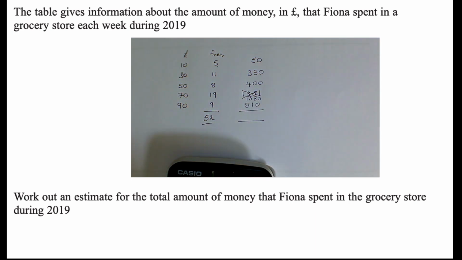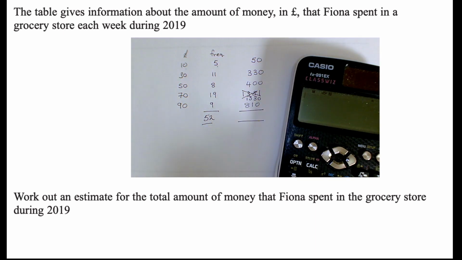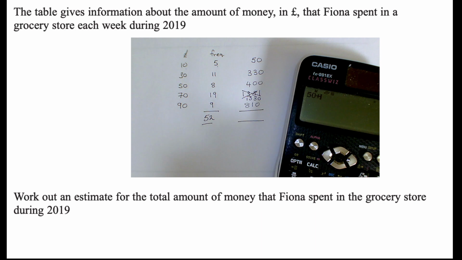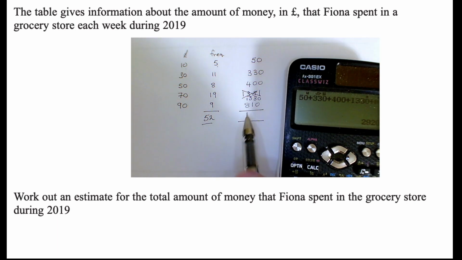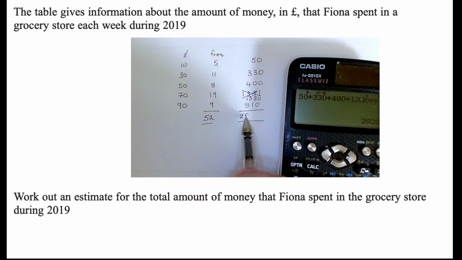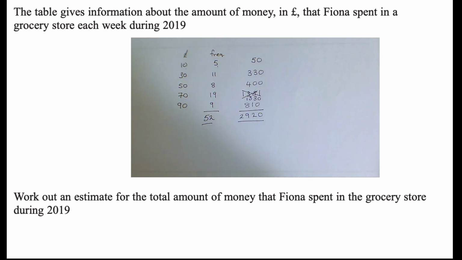And here we go, about to add these all up. And I think we get the answer 1,290, I think. Okay, so I'm just checking now on my calculator, and it's looking quite good. 2,920 actually. Okay, so that's my estimate.